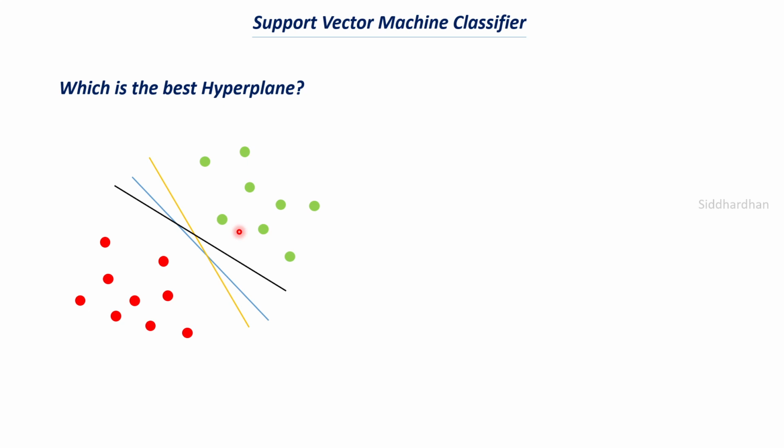So in machine learning, this is how we deal with it. There can be multiple solutions, but we need to figure out which is the best model. So what are the best parameters for our model, right?